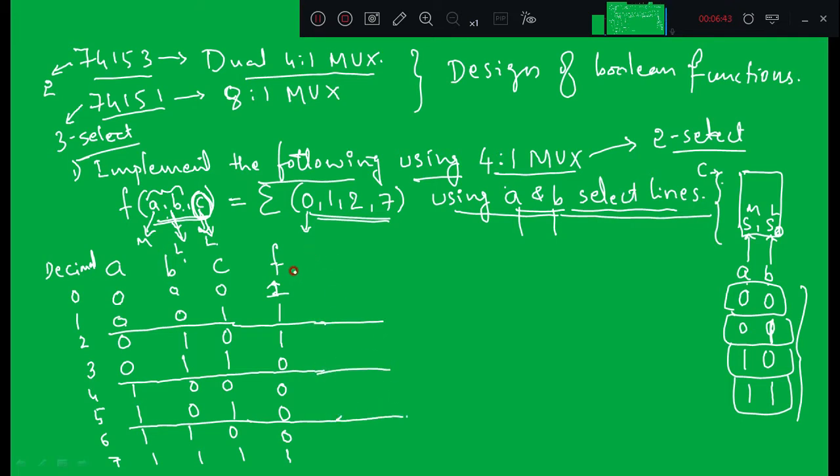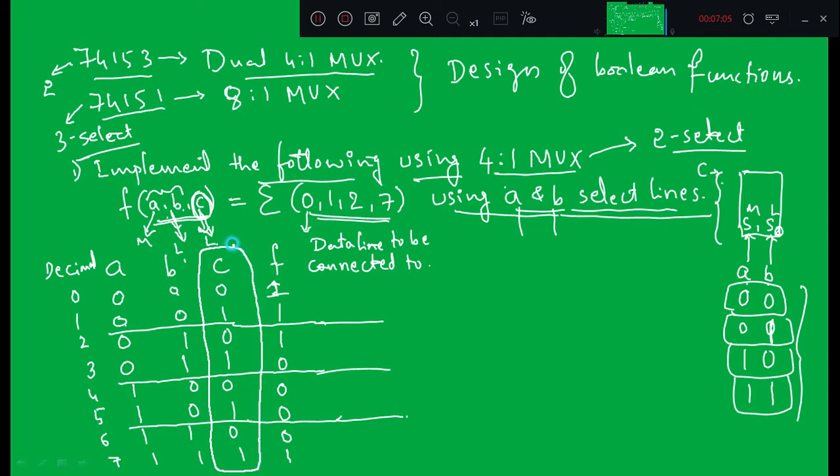So now, how to write? One more column comes here. The last column is the data line to be connected to. So where do I need to connect? I'll mark the input variable which is going to come on the data line. Now you compare the output function with the input variable which is going to come on the data line.